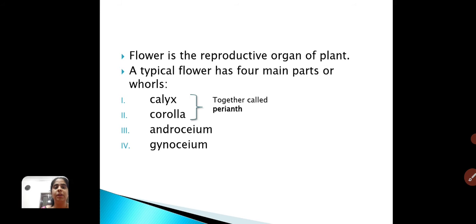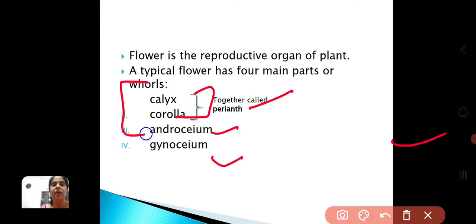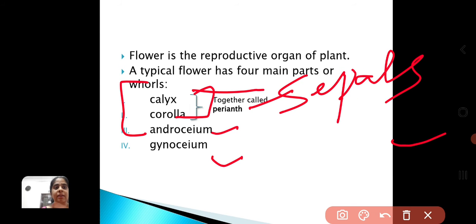Flower has typically four main parts, or we can say whorls. Whorls are like layers: first layer, second layer, third layer and fourth layer. It has four parts: calyx, corolla, androecium, gynoecium. Now calyx and corolla together are called perianth, and androecium and gynoecium are the reproductive parts of the flower, and calyx and corolla are non-reproductive parts of the flower. Calyx is also called sepals and corolla is also called petals.